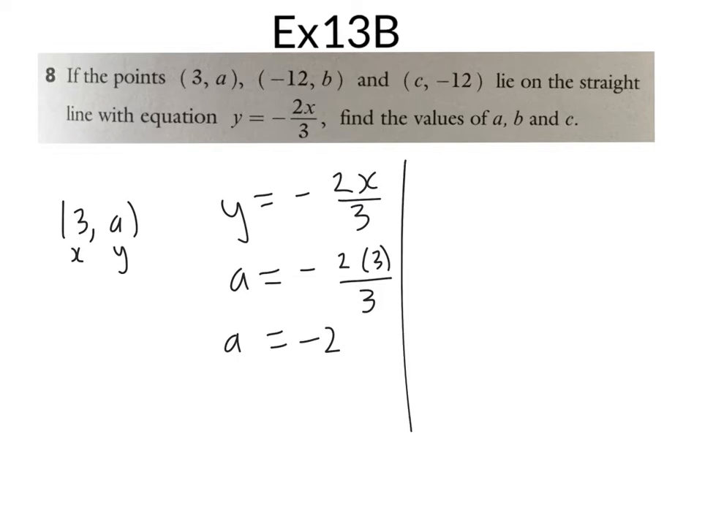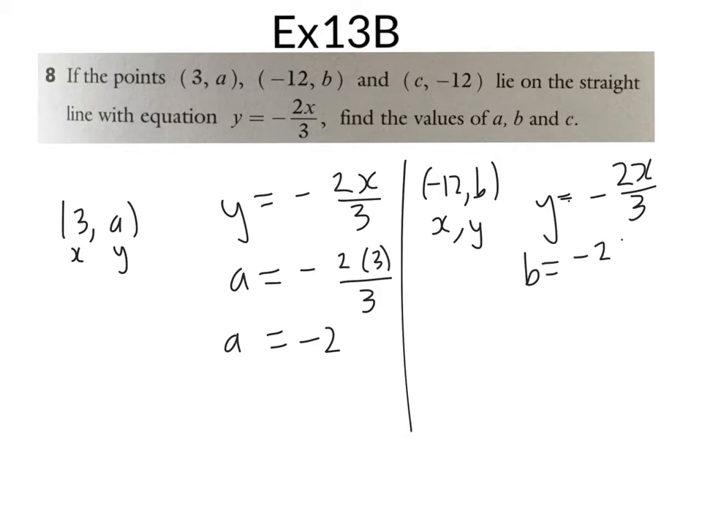If we look at the second one, we've got (-12, b). The x value is going to be negative 12, and the y value is going to be b. Our equation is y equals negative 2x and then divided by 3. So the y value is now b. The x value is negative 12, and we're dividing that by 3. Now I said to not worry about the negative at the front, but let's do it the same way again. Let's forget about the negative, let's just work out what this is first of all.